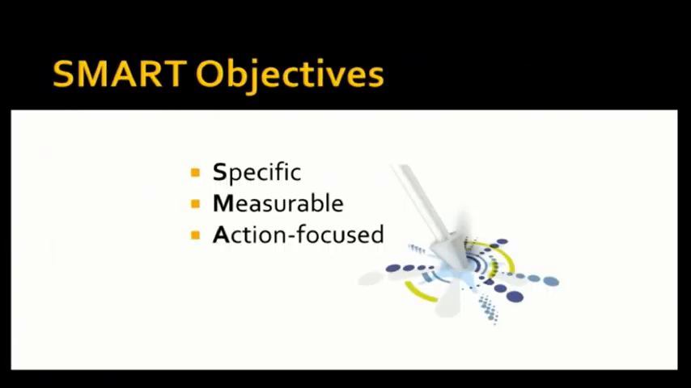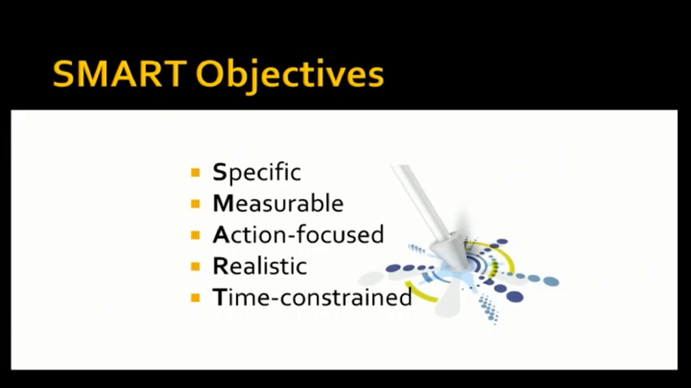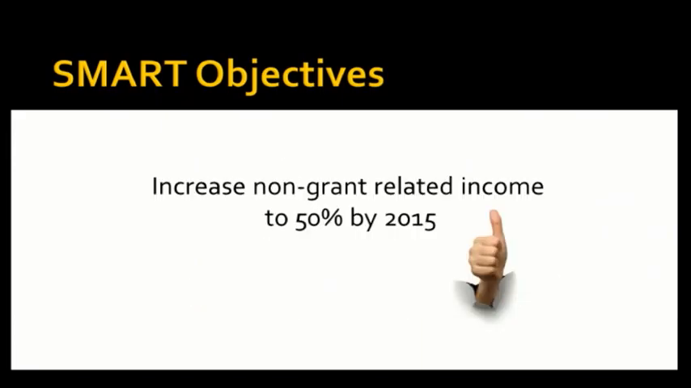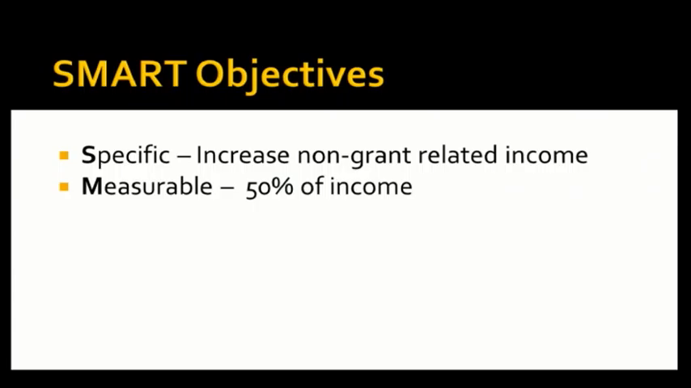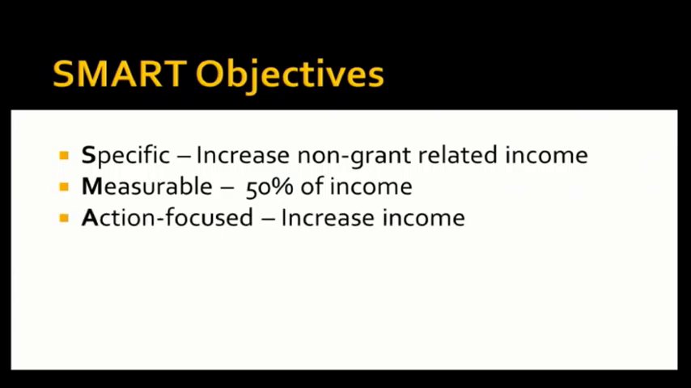So we talked about SMART objectives being specific, measurable, action focused, realistic and time constrained. And we went through some examples of those, and here's one right now, which is a SMART objective of increasing non-grant related income to 50% by 2015. And the SMART components of that were being specific, in that it was increasing non-grant related income. It was measurable in terms of you had a 50% target there.